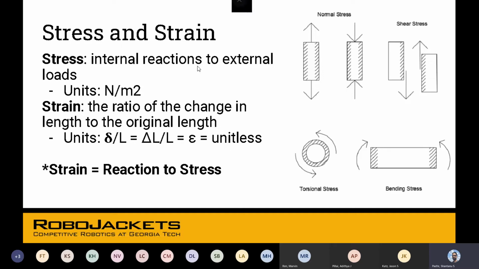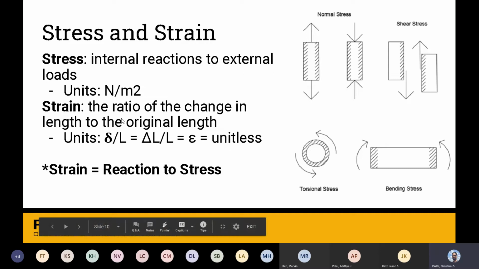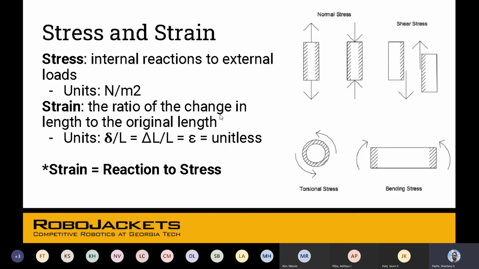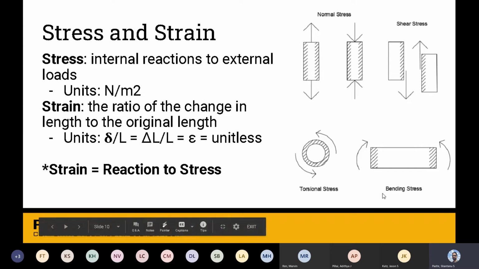So what happens if an object is under stress? It could get compressed or stretched. That means its size changes, and that change in size is called strain. Strain is a reaction to stress. Strain is considered as a ratio of the change in length to the original length, so strain does not have any units, it's just a ratio.